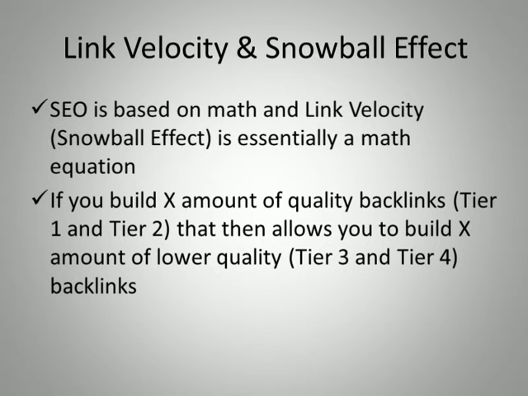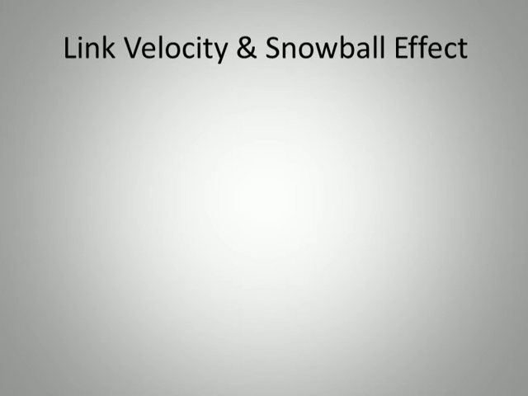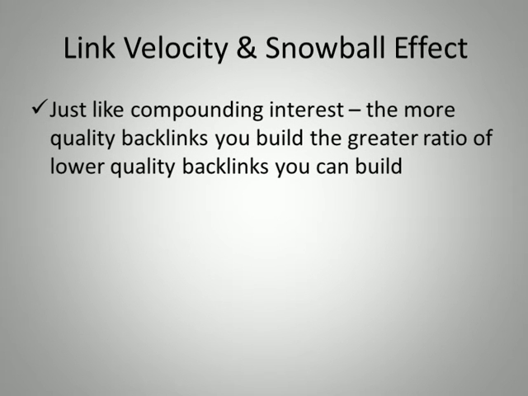So the equation is this: if you build X amount of quality backlinks, which would be tier 1 and tier 2, then that allows you to build X amount of lower quality backlinks, which would be tier 3 and tier 4. Okay? So just like compounding interest, which we're all familiar with, especially with the financial downturn that our glorious country had over the past couple of years, compounding interest.